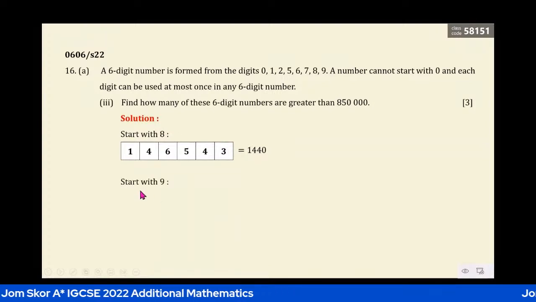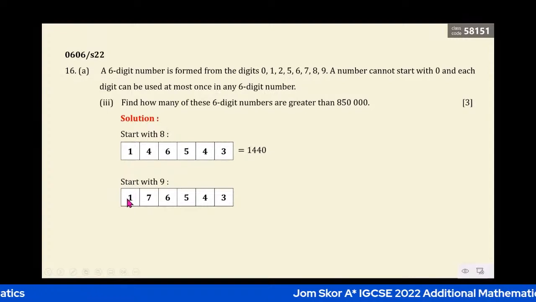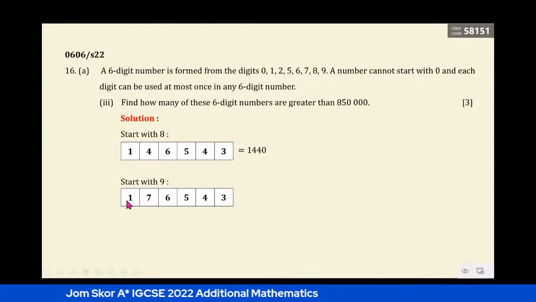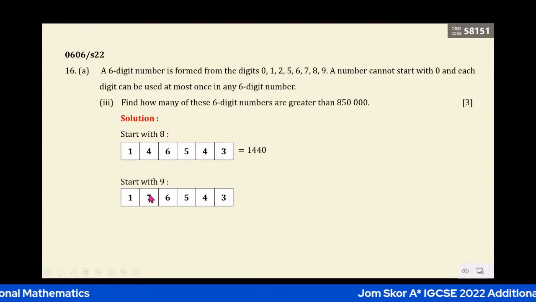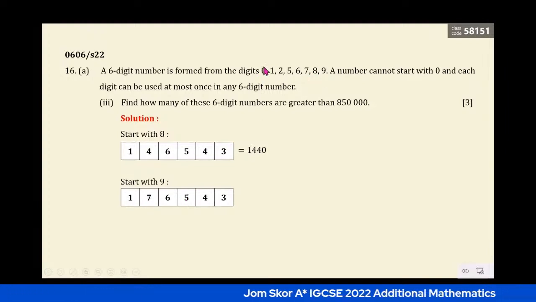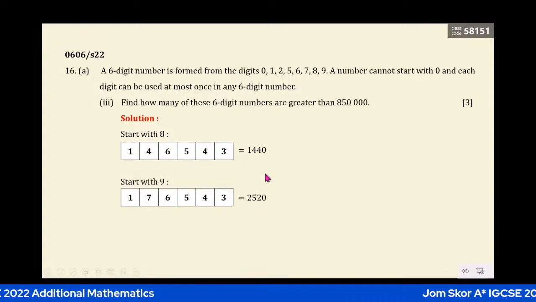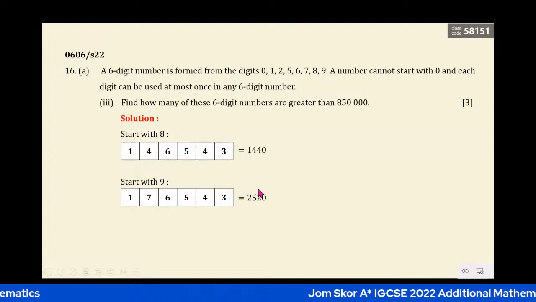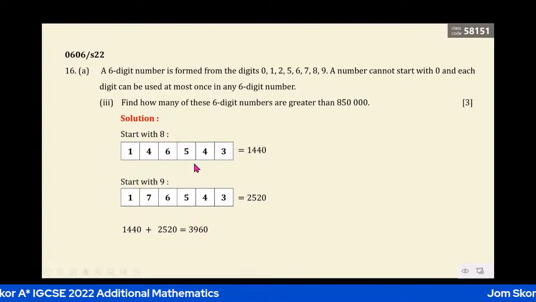And then kalau numbers to start with 9, alright, so depan confirm number 9. Okay, then kalau 9 kat sini, tak kisahlah number sini kecil daripada 5 pun boleh sebab dia dah number 900,000 plus. Okay, so this one, you can use any digits yang ada lagi lah. So 7, 6, 5, 4 and 3. Okay, multiply all this to get 2520. And then the number of arrangement is the sum of these two. You will get 3960. Okay, so ini kalau you all guna principle of multiplication.